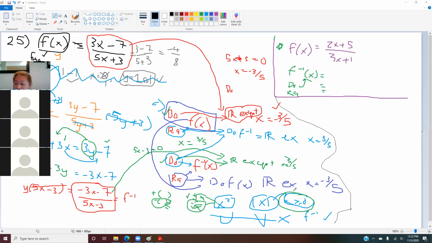Eric, you got it right, but your domain and range is for the original function. I want the domain and range of the inverse function. You give me the original function, the f of x, not the inverse of x. So can you switch them around? Yang Pao, you get it right.